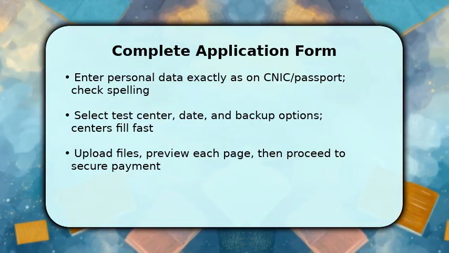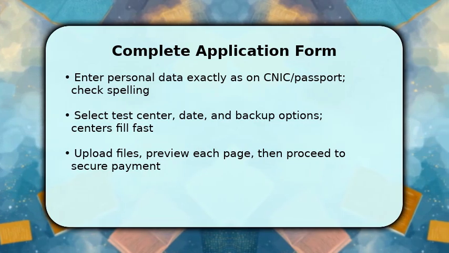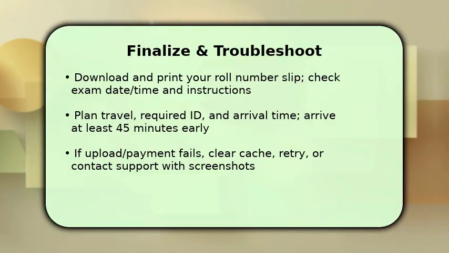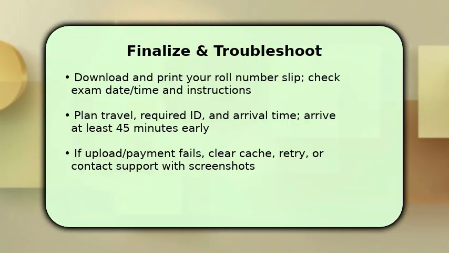Save that confirmation immediately. You finish by downloading and printing the roll number slip, which confirms your seat, center, and time. Keep a digital copy too. Once done, plan logistics. Pack your original CNIC/passport, print of slip, and arrive at least 45 minutes early to complete entry checks.